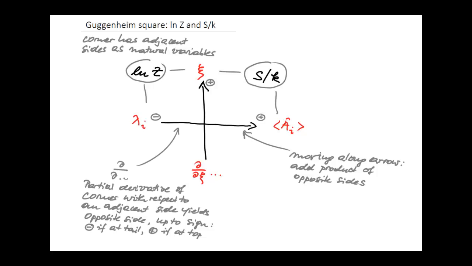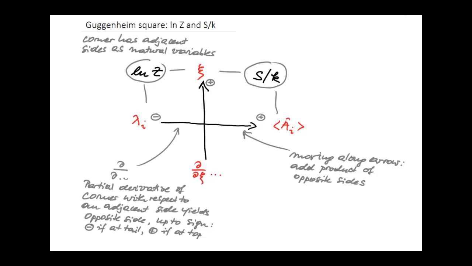You can obtain that in two ways, either by taking the partial derivative of the log of the partition function with respect to psi, and then you go down the arrow. You can also start from the top right corner. You take the entropy over K, take the partial derivative with respect to psi, keeping the other natural variables fixed, and then you also move down this arrow. In both cases, you get the same result. That's what this says.